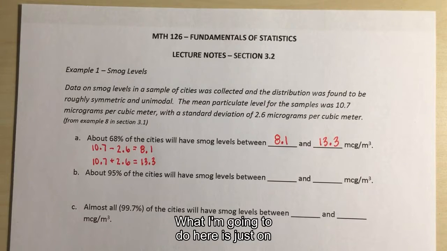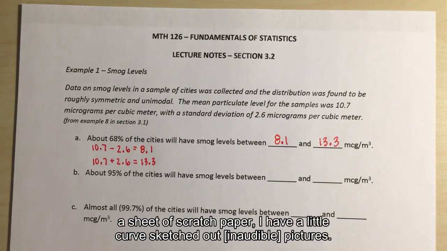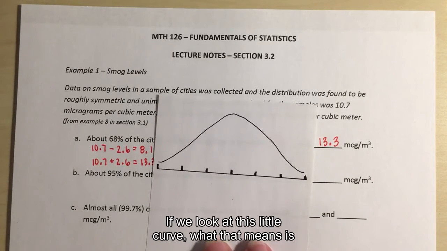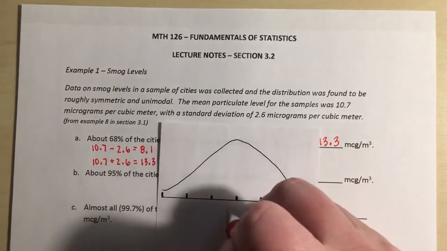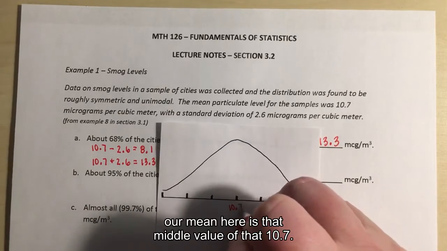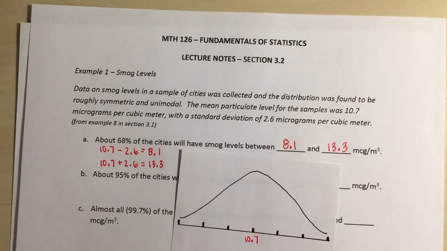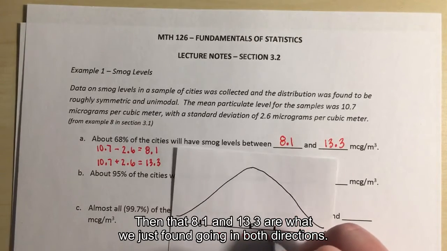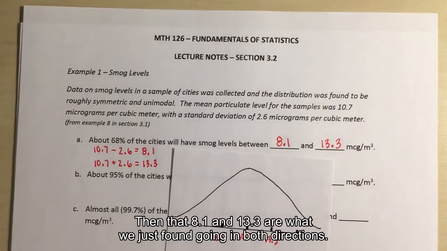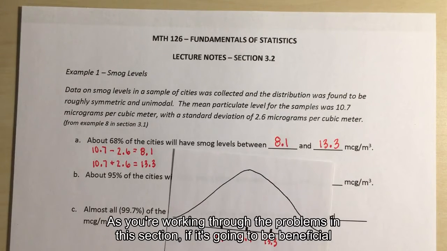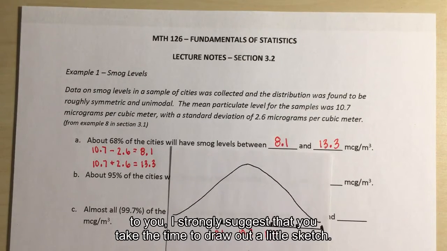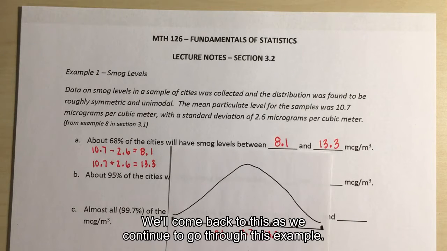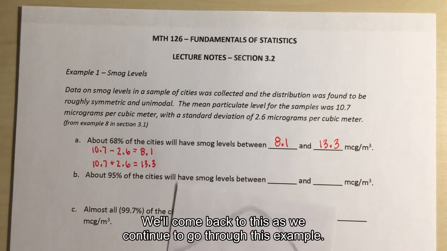What I'm going to do here, on a sheet of scratch paper, is sketch a little curve that looks like our pictures. If we look at this little curve, our mean is that middle value of 10.7, and then 8.1 and 13.3 are what we just found going in both directions. As you're working through the problems in this section, if it's going to be beneficial to you, I strongly suggest that you take the time to draw out a little sketch. And we'll come back to this as we continue to go through this example.